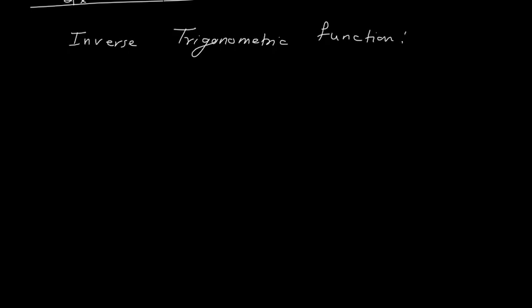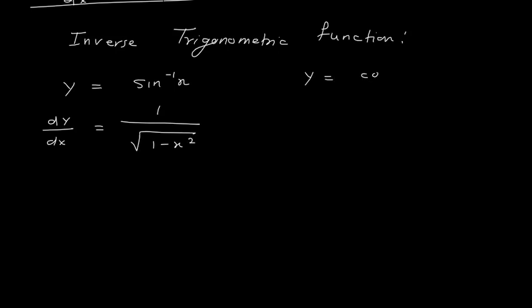Now for inverse trigonometric functions, we have y equal to sine inverse x. So when y is equal to sine inverse x, its derivative dy upon dx is 1 upon root 1 minus x square. Similarly, when y is equal to cos inverse x, its derivative will be minus 1 upon root 1 minus x square. So you can see a relation here also. For sine inverse, I am getting a positive result. For cos inverse, I am getting a negative result.